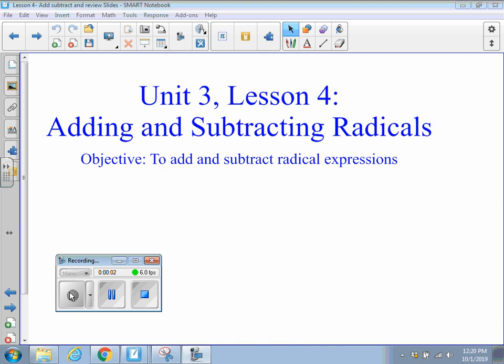Hey everybody, today's lesson is going to be on how to add and subtract radicals. We're also going to talk more about multiplying a monomial times a binomial and a binomial times a binomial later on in this lesson. So you can pause the video at any time that you need to and review the material. So here we go.